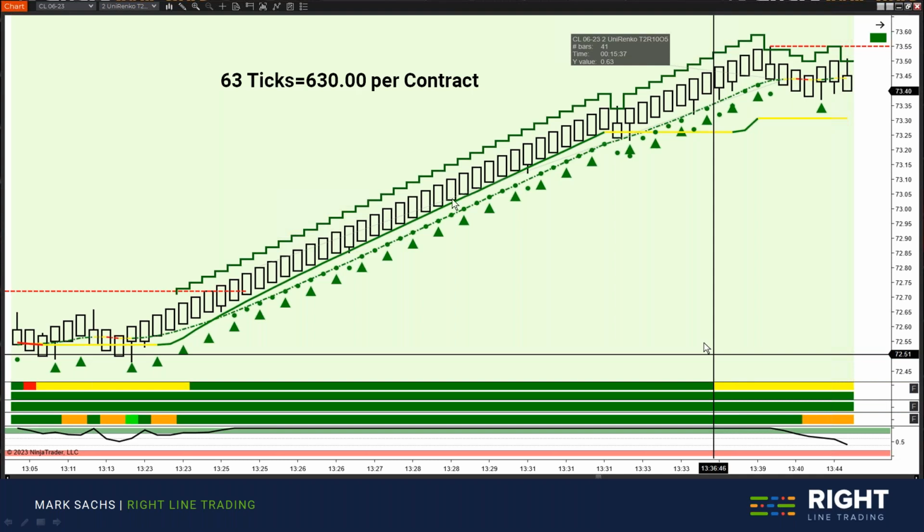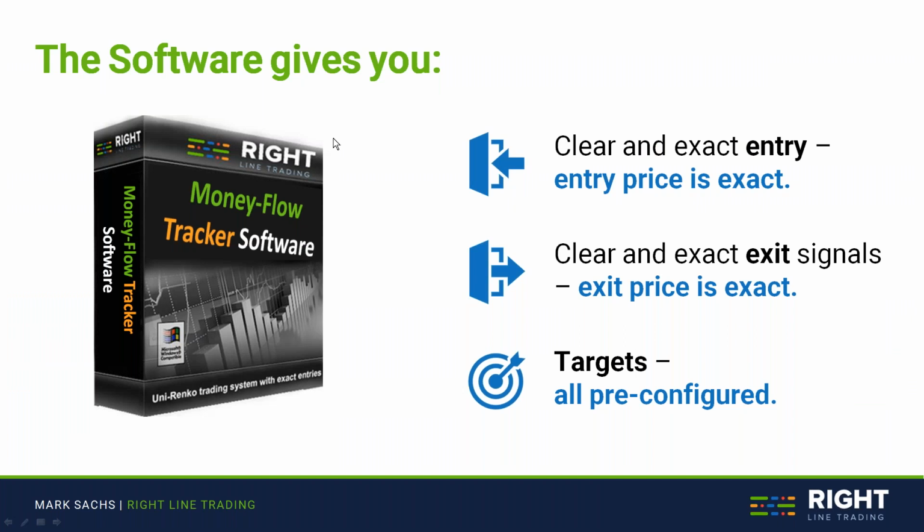I have an issue because I sometimes trail my stops a little too close and I get stopped out, but I don't care because most of the time, the move is starting to get a little slow. All right, so what does the software give you? Clear and exact entries by following the rules, clear and exact exits, whether you want to use the change of color of the 15 or you just want to trail them yourself. And we have some templates that have targets that are pre-configured.